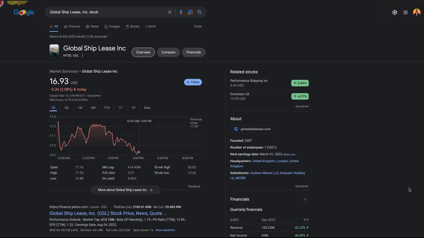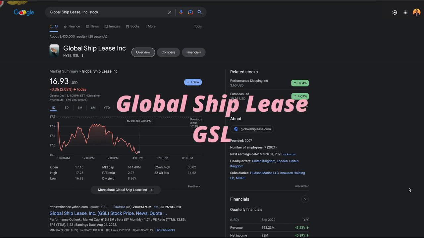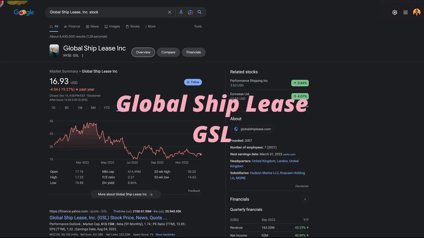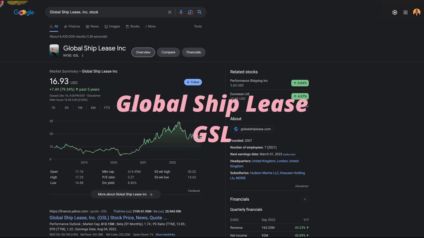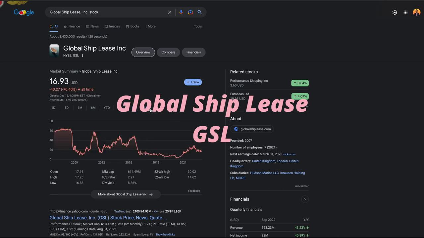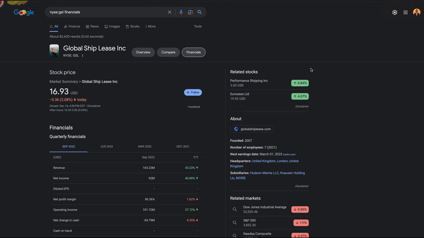The next stock on the list is GSL, Global Ship Lease. I currently own this stock in my portfolio, and I'm looking to add to my position because it does have amazing benefits and it's undervalued right now. It is a London-based, England-based container shipping company. It leases out and ships to primary shipping operators as well as on charters for near-term contracts.